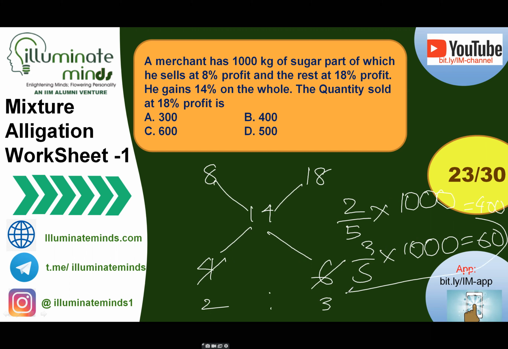18% profit is 3 by 5, that is equal to 600. Answer is option C.